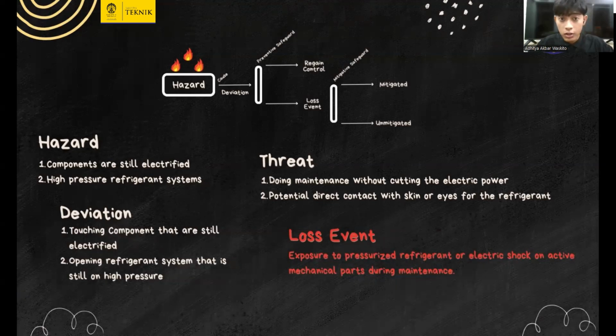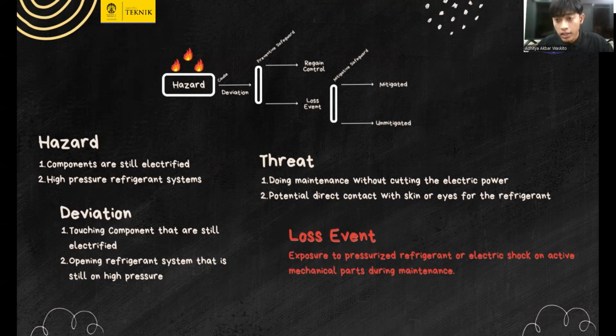So we will take a look at my case, which is the maintenance system, maintenance chillers. For this one, the hazards that we can find are components that are still electrified, and second, high pressure in the refrigerant system. So the deviation would be touching components that are still electrified, which is dangerous, and opening a refrigerant system that's still on high pressure, which is also dangerous.